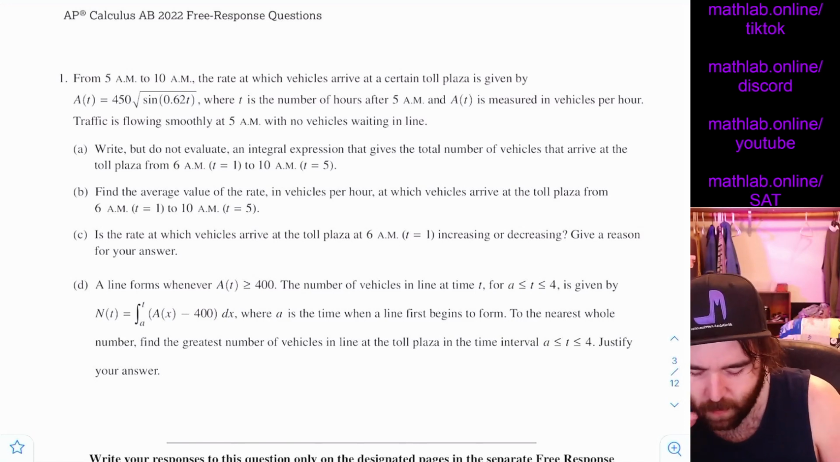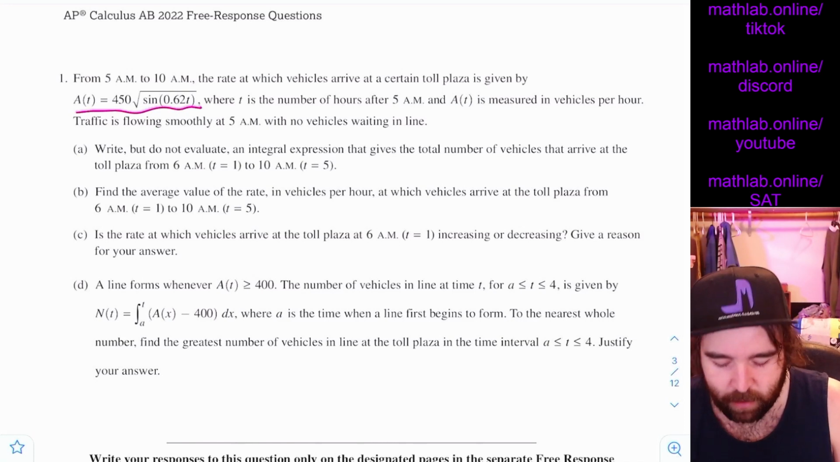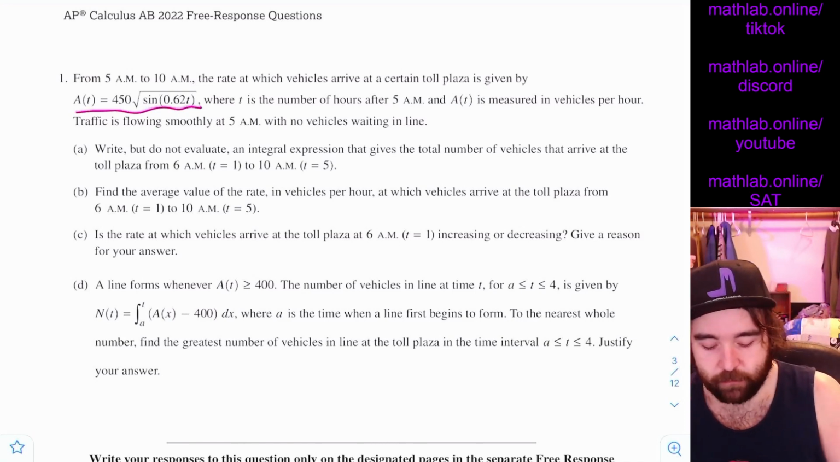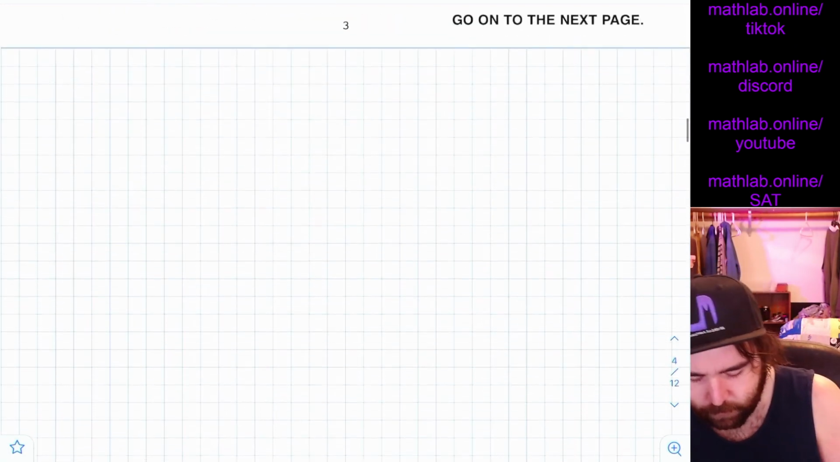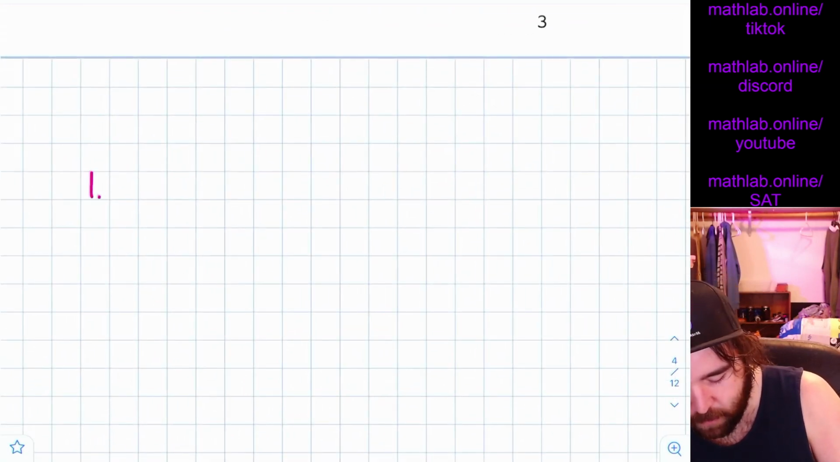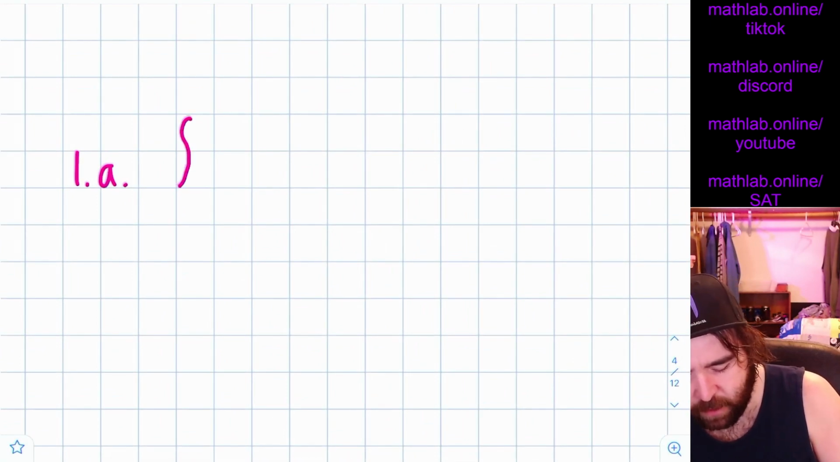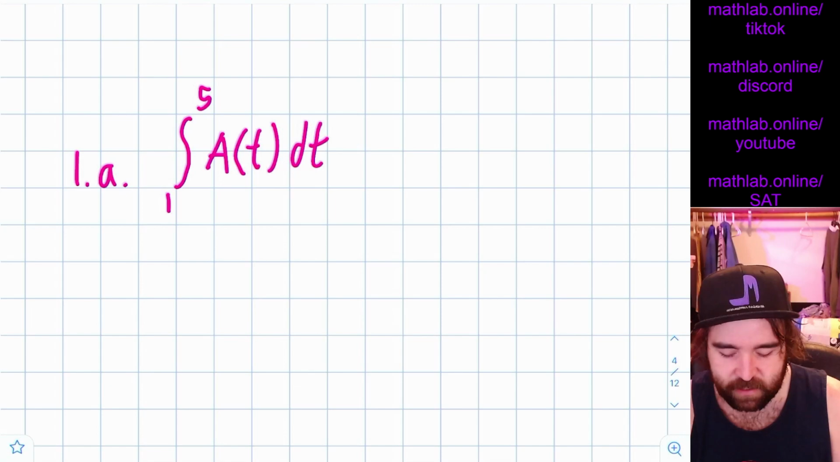So, well, this is the rate, right? The whole idea is that if you integrate a rate, you get a total number. So if we want the total number from 1 to 5, I'm going to come down here and have our answers down here. So 1a, it's really just a one-liner. There's really not any work to show, I don't think. You just have to do the integral from 1 to 5 of A of t dt. You don't even have to write all that out.